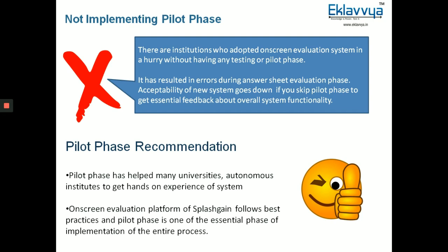There are institutions who adopted on-screen evaluation system in a hurry without having any testing or pilot phase. It has resulted in errors during answer sheet evaluation phase. Acceptability of new system goes down if you skip pilot phase to get essential feedback about overall system functionality. Pilot phase has helped many universities, autonomous institutes to get hands-on experience of system and it resulted in successful adoption of the system by various evaluators and faculty members of the education institution.